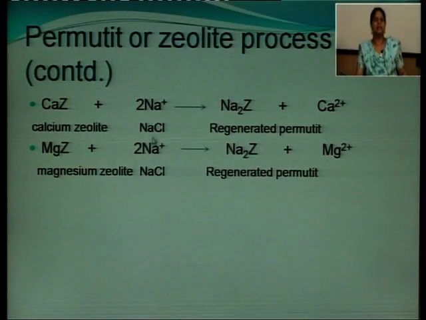These are the equations which represent the regeneration of exhausted permutate. Now, this is calcium zeolite and magnesium zeolite, means the permutate which cannot soften water further, exhausted permutate. When sodium ions from sodium chloride, that is brine solution, are exchanged with calcium and the magnesium ions, we get regenerated permutate which can then be used for softening hard water.